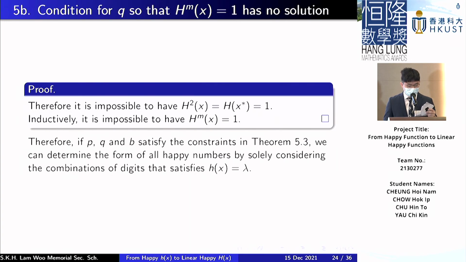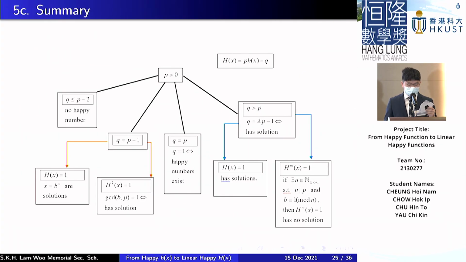Hence, it leads to a contradiction. We cannot find such x asterisk as a happy number by 2 iterations. So we can find all the happy numbers by solely considering the combinations of digits that satisfy small hx equals lambda. Now we have understood the existence of happy numbers in all forms of p and q. The results can be summarized in this flowchart.